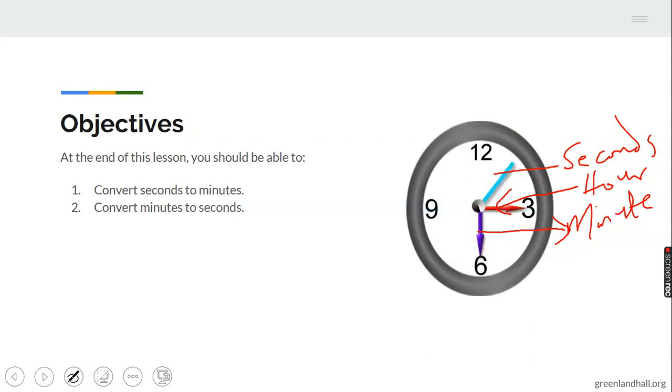So at the end of this lesson, you should be able to convert seconds to minutes and also convert minutes to seconds. We are going to be talking about these seconds and the minutes. You are going to enjoy this lesson. Just pay close attention.